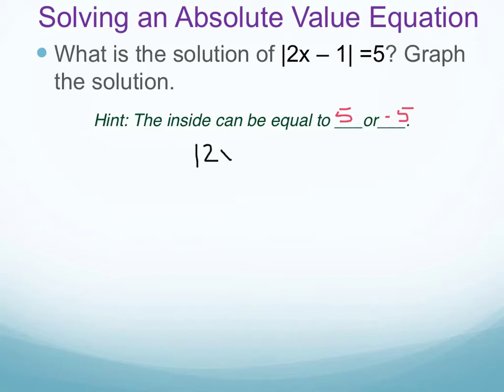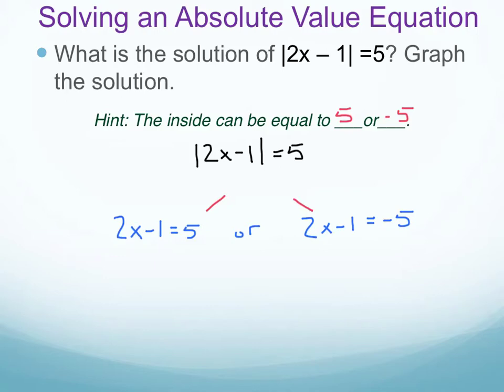Now it's important to remember that I cannot get out of these absolute value bars unless I write these two mini equations. So I'm going to have 2x minus 1 is going to be 5, or 2x minus 1 is negative 5. Now I can solve these just like a normal equation.